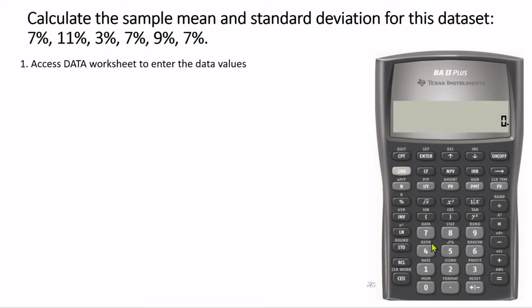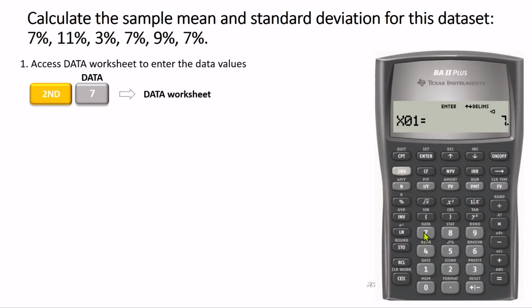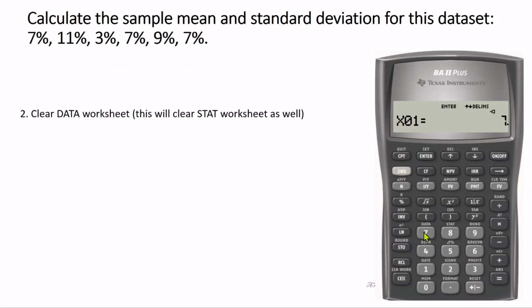The data worksheet is the second function on number 7. So we're going to press second and 7. Just like any other worksheet, before entering data points, we need to clear the previous values stored in the worksheet. Note that clearing the data worksheet will automatically clear the stat worksheet as well. So we press second and then clear.